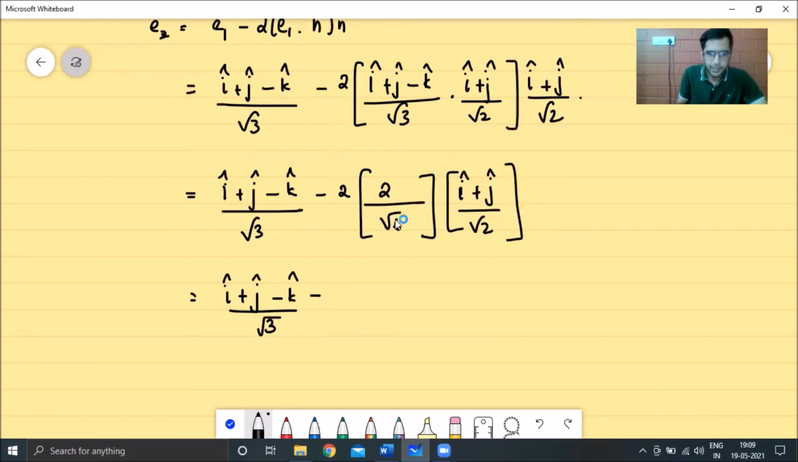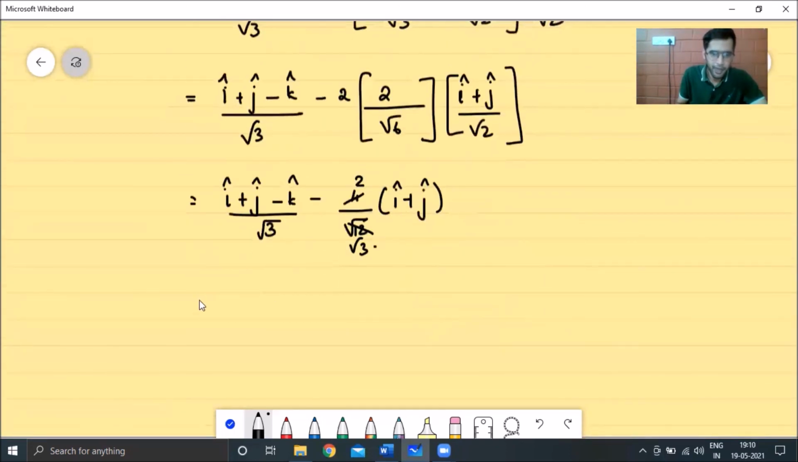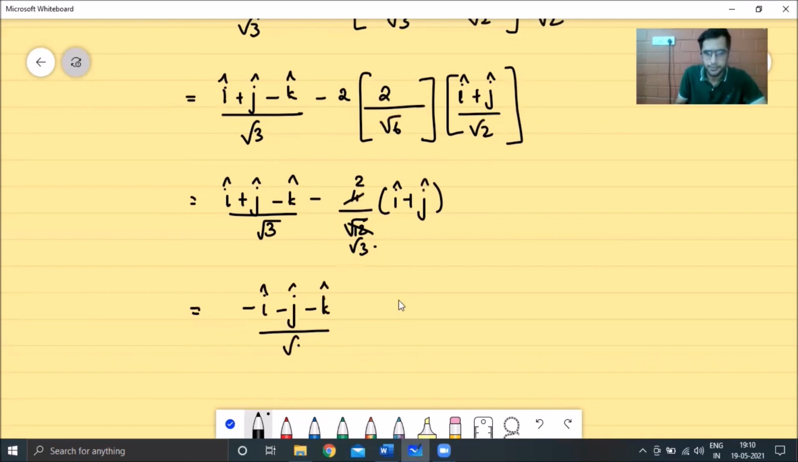minus 4 divided by root 12 of i cap plus j cap, right? But 4 divided by root 12 is nothing but 2 by root 3, since root 12 can be written as 2 root 3, so 2 and 2 get cancelled. So this becomes 2 divided by root 3 over here. Then finally simplifying it, we get minus i cap, since i cap minus 2 i cap gives us minus i cap; j cap minus 2 j cap gives us minus j cap; and then minus k cap, all divided by root 3 as the final answer.